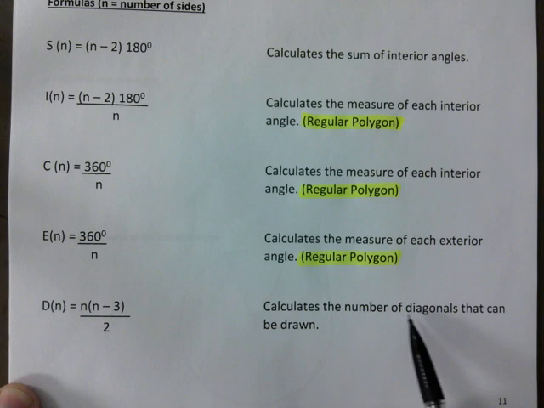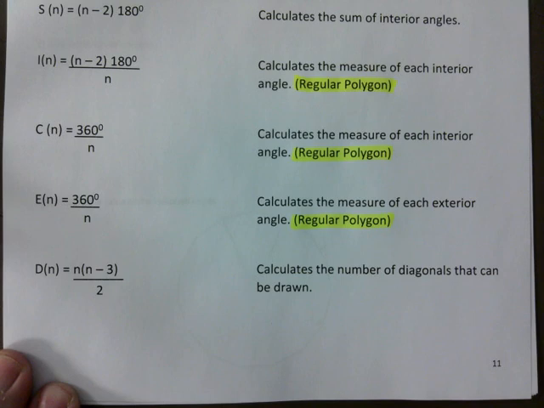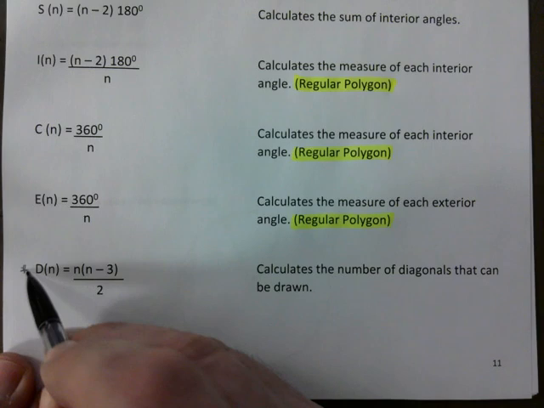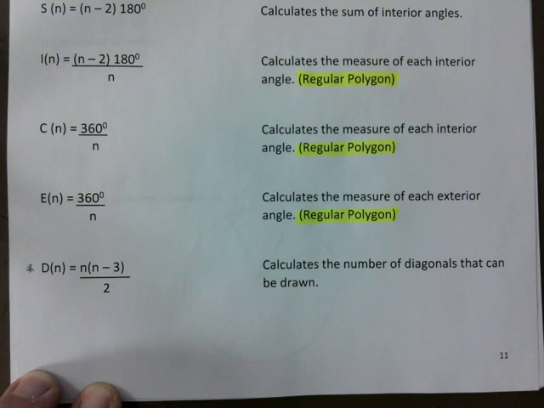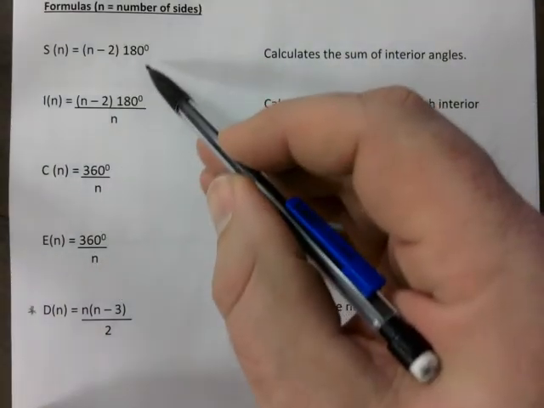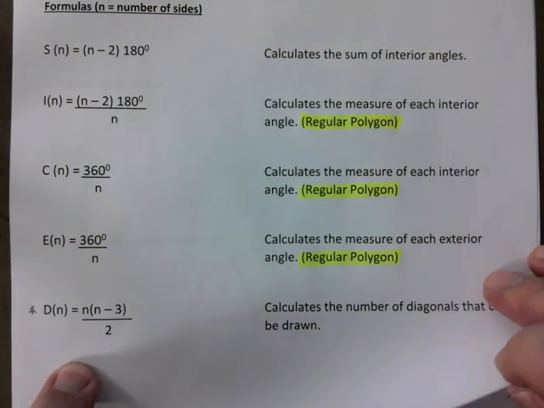And I added this one down here, D, you did not write that down. It calculates the number of diagonals that can be drawn. It might be a bonus question. So just put a star there. It would tell you, like if you have a pentagon, how many diagonals you could draw inside that shape. And I might talk about it later, okay? But these formulas you should have on your study sheet, okay? It's very important for you to know how to use them. So let's go to page 12.